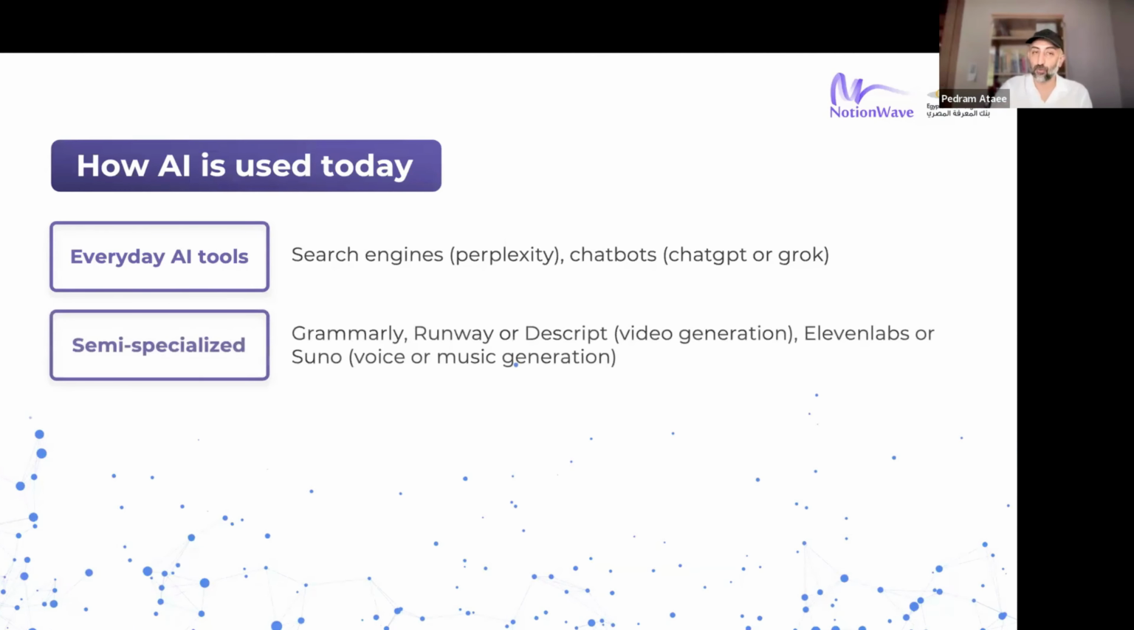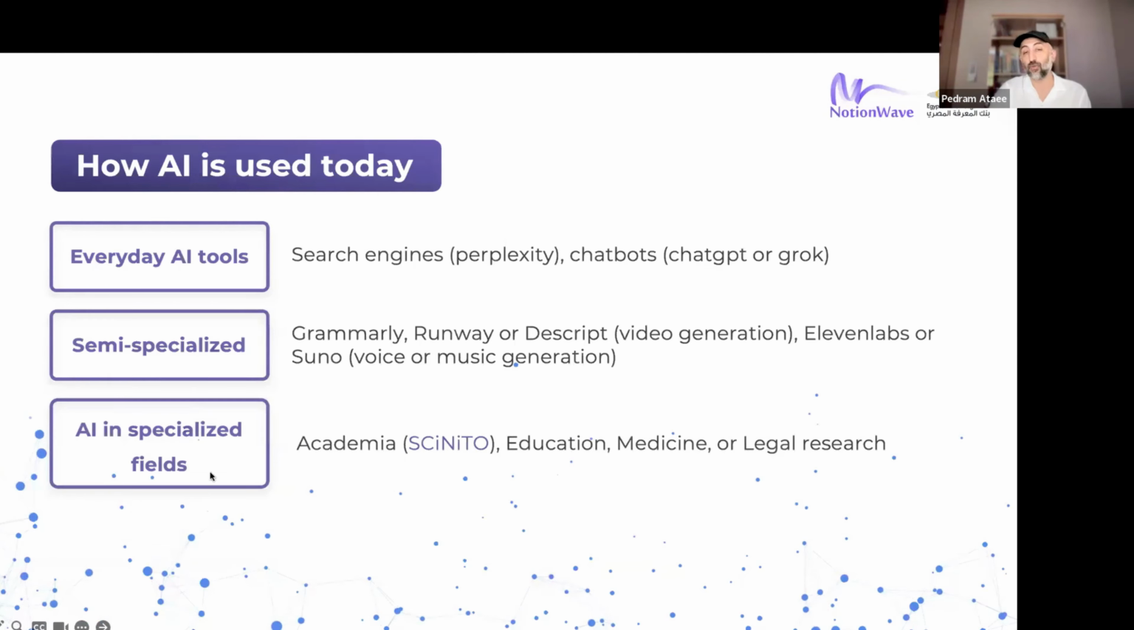But there are some semi-specialized tools like Grammarly for grammar check, or Runway or Descript for video generation, or 11 Labs or Suno for voice generation. These are mostly tools designed for generic use cases like editing, reading, or generating images. But there are some specialized AI tools, for example, for research purposes and education purposes. SCiNiTO is one of those tools, designed for academic researchers, to help them run literature reviews efficiently, to help them find their answers much more easily, and many other features. But keep that in your mind. There are some everyday tools, there are some semi-specialized, and some of these tools are very specialized in one field.